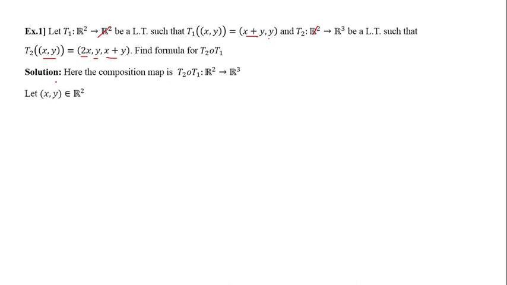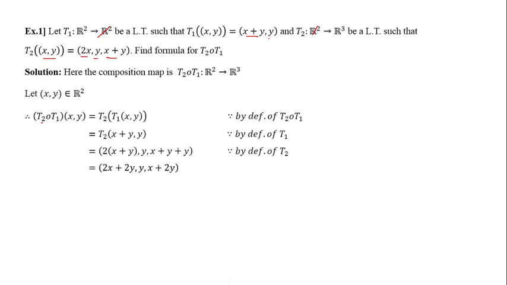So let (x, y) belong to R2. T2 composite T1 operating on (x, y) is, use the definition of composition map, T2 outside T1 operating on (x, y). Now we are given the definition of T1 of (x, y). So this is the addition of x and y, and the second component as it is, y. So this is (x plus y, y). Now T2 operating on, this is the new x and this is the new y. So apply the definition of T2.